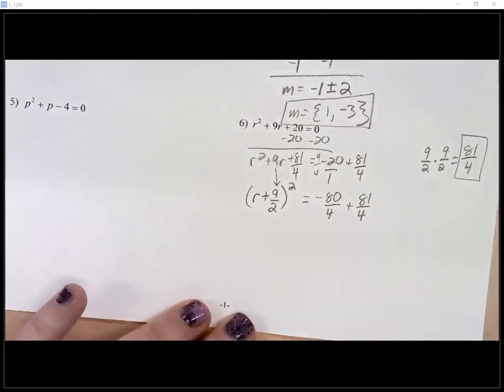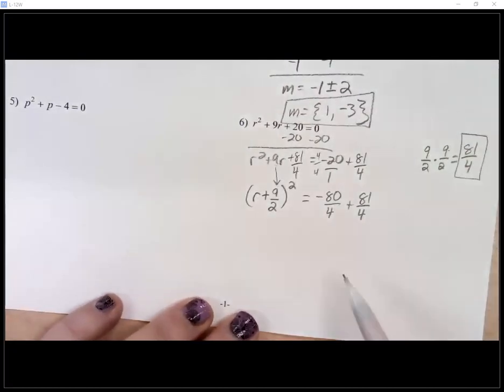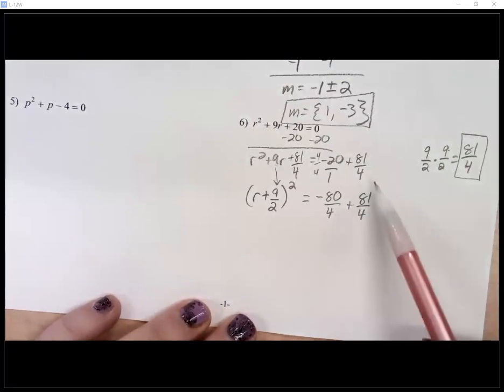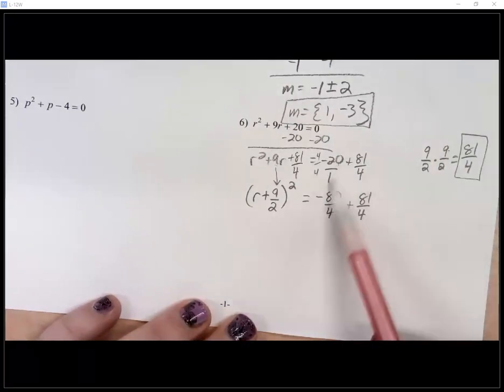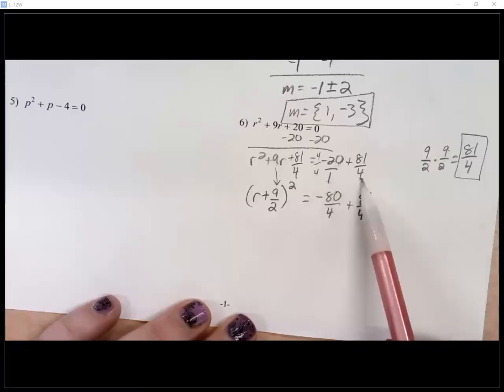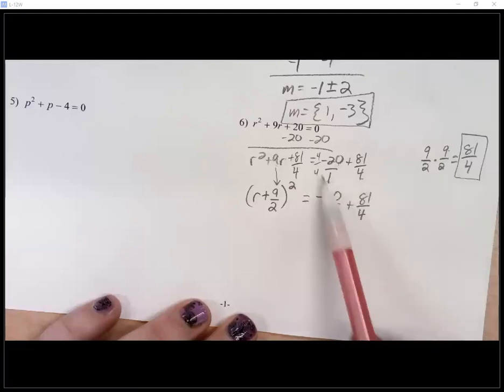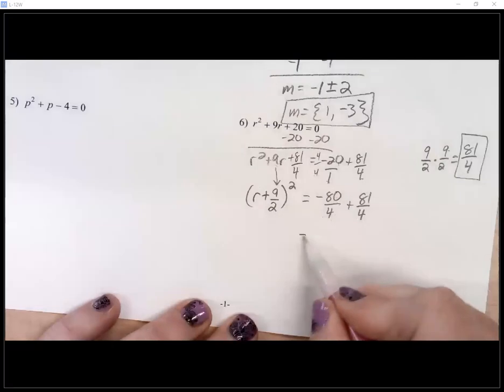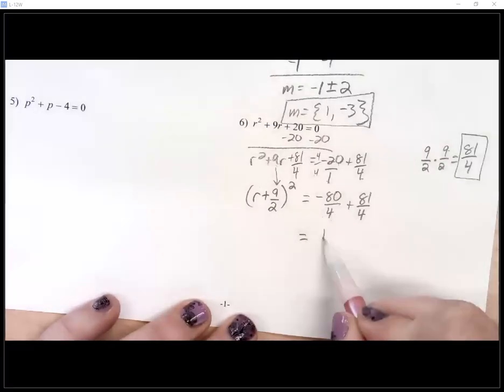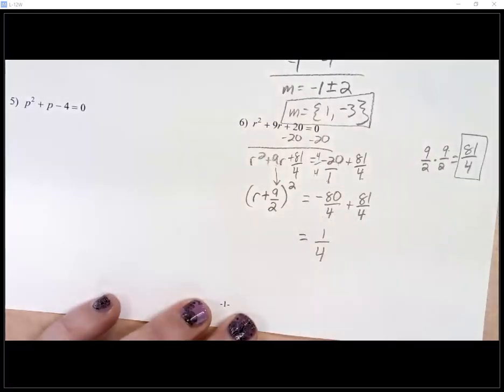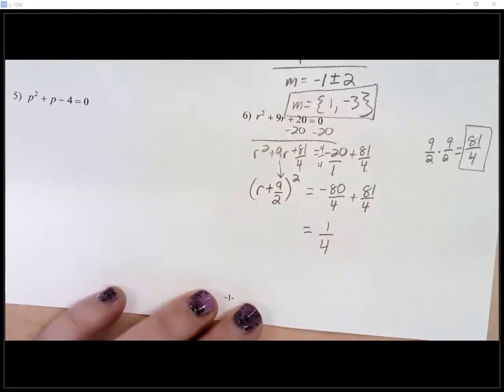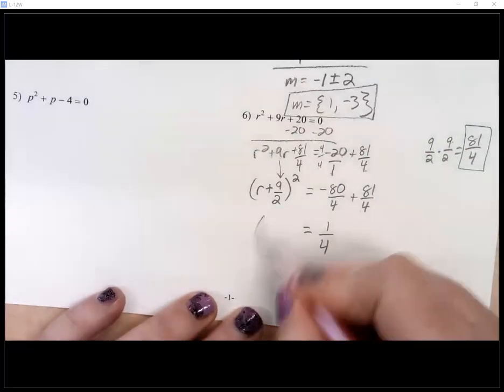Everything's still fine. How'd I get what? 1/4? Because I had negative 20/1, but I need these denominators to be the same. So I multiplied that first fraction by 4/4. So I have negative 80/4, and now I can combine those two. So I get a positive 1/4. That's my right-hand side. Now my left-hand side, I still have R plus 9/2 squared.